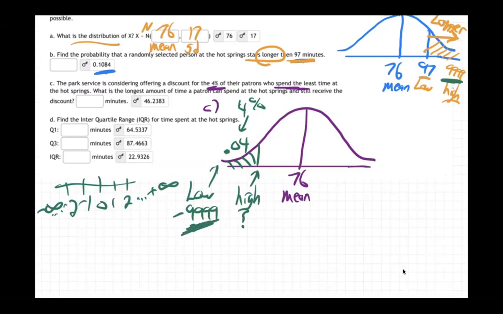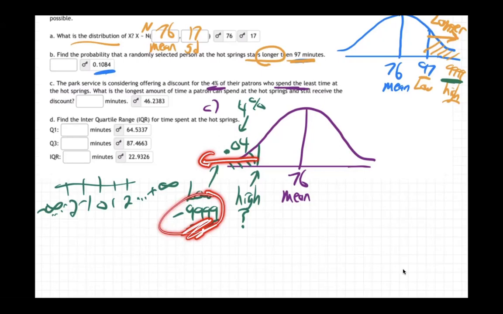So back in part B, our shading, they said people spend longer than 97. So that went right forever. That's positive 9999 for our high. This one said bottom 4%. Well, bottom goes left forever. That's a low of negative. Now you might say, nobody's going to spend negative time. I know. But again, it's a math thing.